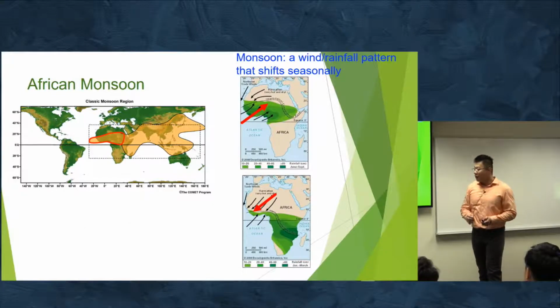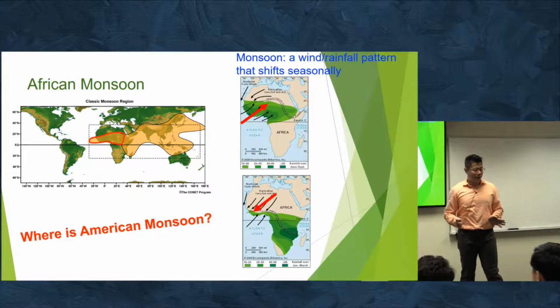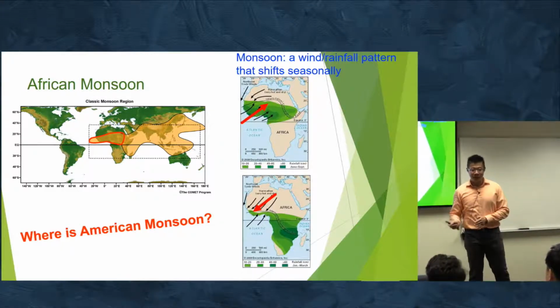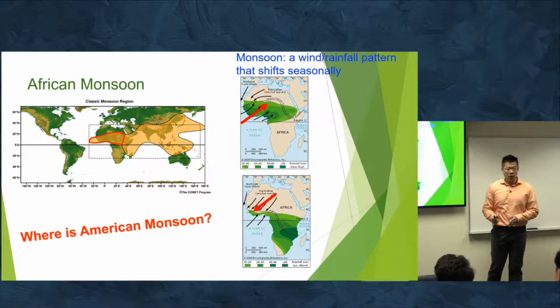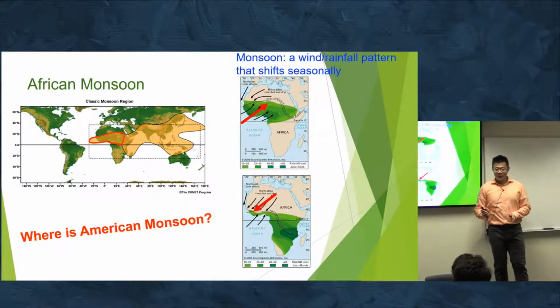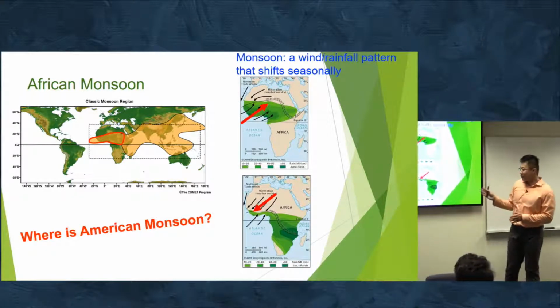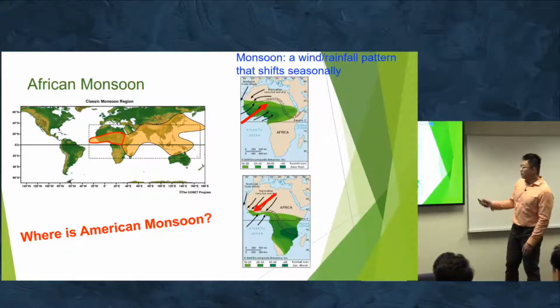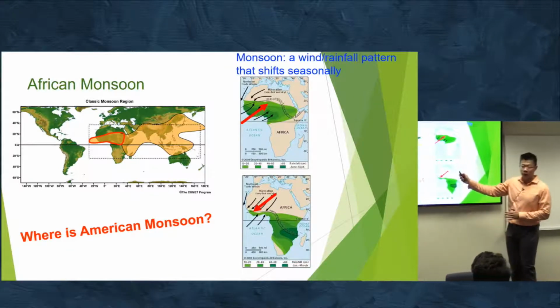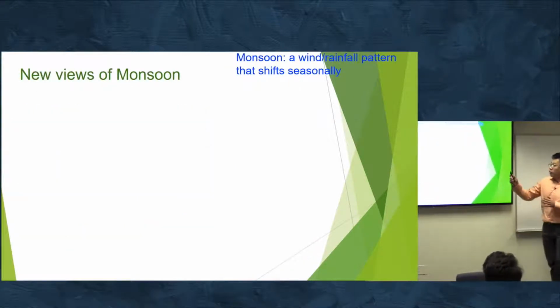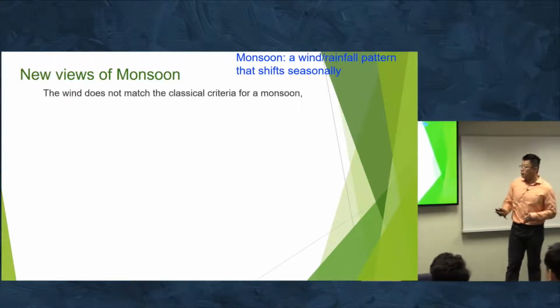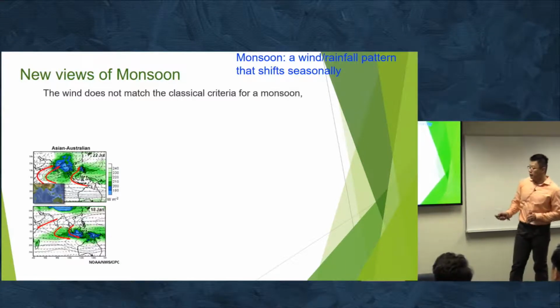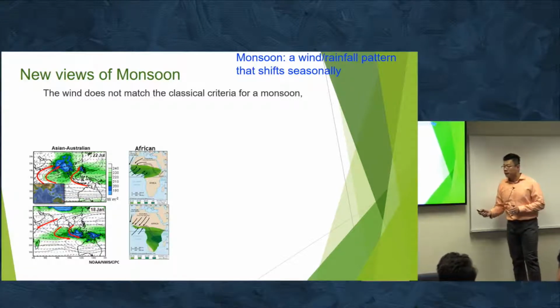So I will ask you a question: where is the American monsoon? We live here. You may have heard of this term, American monsoon, especially in July and August in Arizona. Do you have any idea where the American monsoon is? In America? Okay, it's fine. Let me show you, because this is a traditional criteria for the monsoon. But right now we have a new view of monsoon, which means the wind doesn't match the classical criteria of the monsoon like Asia and Africa.